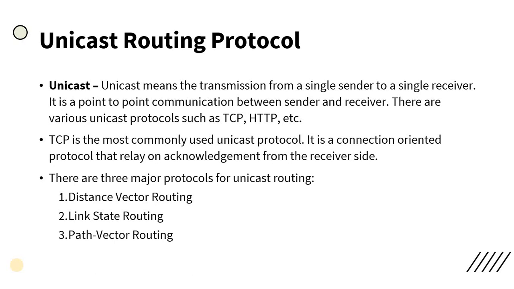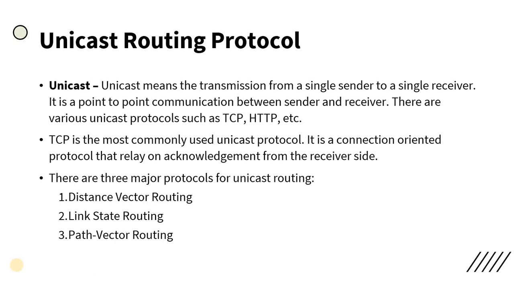If we want to do this type of communication, then the protocol used is a unicast routing protocol. There are various unicast protocols such as TCP, HTTP, etc. TCP is the most commonly used unicast protocol. It is a connection-oriented protocol that relies on acknowledgements from the receiver side. There are three major algorithms for unicast routing: first is distance vector routing, second is link state routing, and third is path vector routing. In today's lecture we are just going to cover the first algorithm, which is distance vector routing.